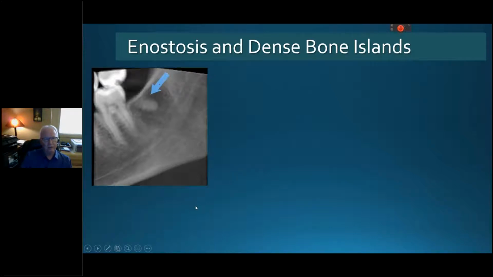This is a small field of view cone beam image. You can see that the arrow is pointing to a radiopacity. It's kind of ovoid. It's in an extraction site of a previous tooth. And most people would look at that and go, well, that's probably just a tooth fragment or a retained root portion. And it could be.